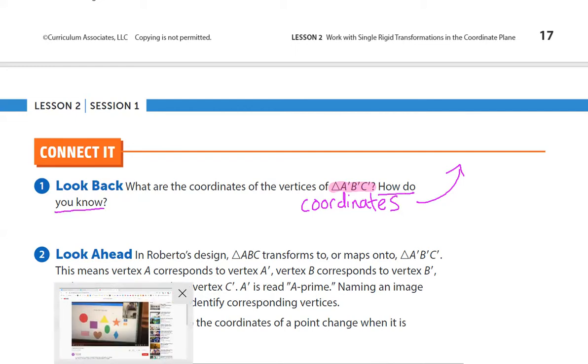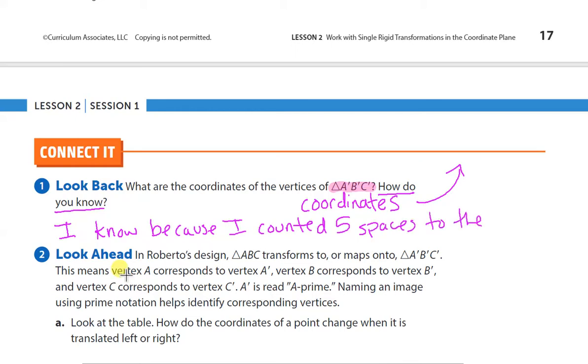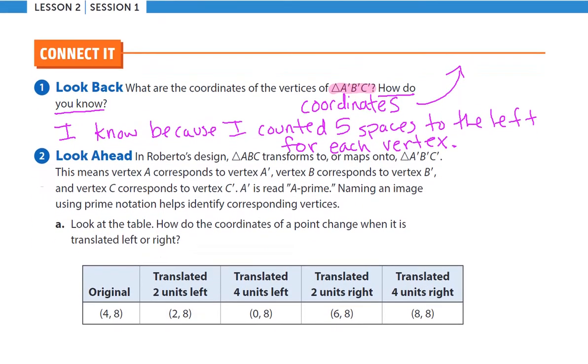You must practice thorough math discussion. So, I know because I counted 5 spaces to the left for each vertex in that context, right? Each vertex. Vertex is one, vertices is just the plural. It's not vertexes, it's vertices.